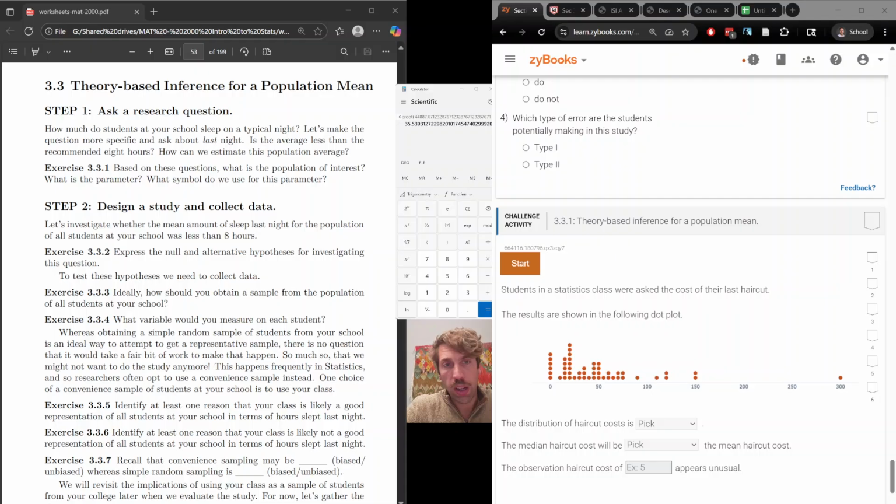Ideally, number 3, how should you obtain a sample from the population of all students at your school? So this one gives some detail. So give some detail of how you would get a random sample. What variable would you measure on each student? So that's another question. It's kind of a review of our sampling methods, what we've covered in the previous chapter.